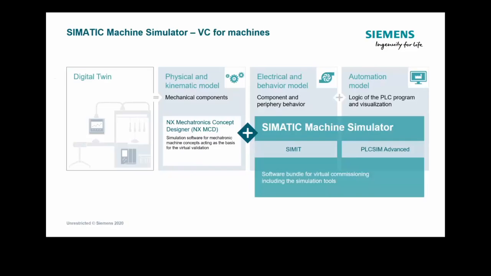Right, so as I just mentioned earlier, there are three components to create a complete digital twin. NX MCD for the mechanical components, Simmet for the peripheral devices like drives, valves, etc., and PLC Sim Advanced for the automation program basically. And we'll see how these three are coming together. But what does that actually mean in the real sense?